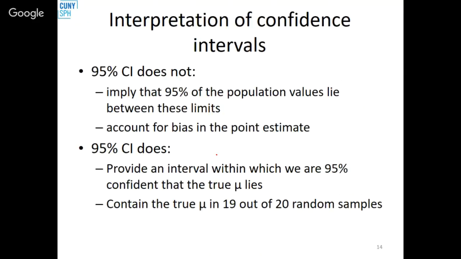What it does do is provide an interval within which we're 95% confident that the true population mean lies. Or alternatively, if we were to take repeated samples, 19 out of 20 of those random samples would give us a confidence interval that contains the true mean. So one time out of 20, when we take a sample of this size, it should not contain the true population mean.